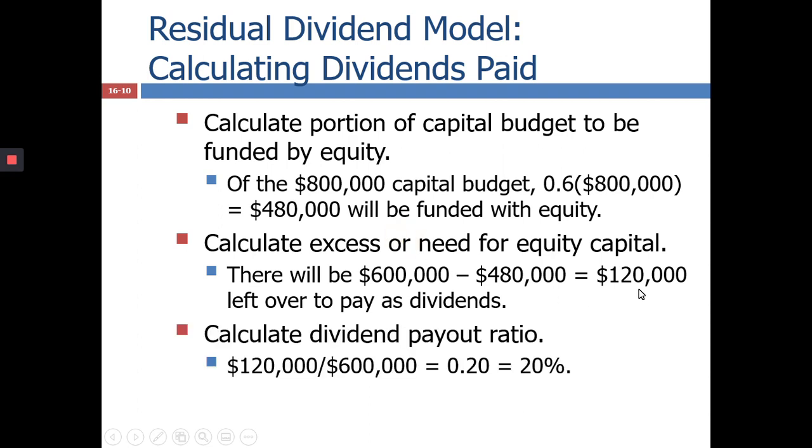Alright, so 120,000 is the dividend, and you can calculate the dividend payout ratio, which would be from the total income, how much dividend are you paying? So 120,000 divided by 600,000, which is 20%. So the dividend payout ratio is 20%.